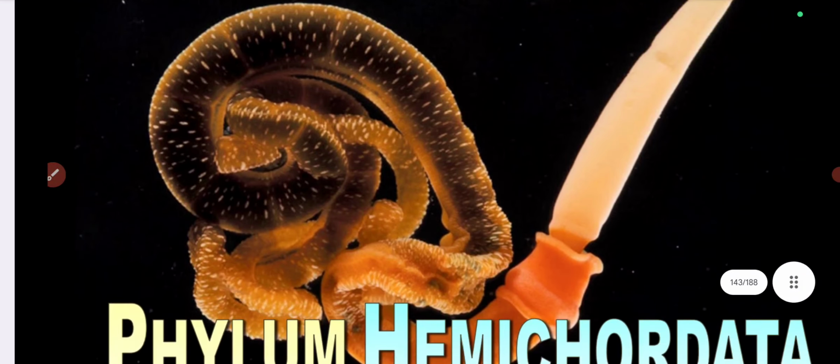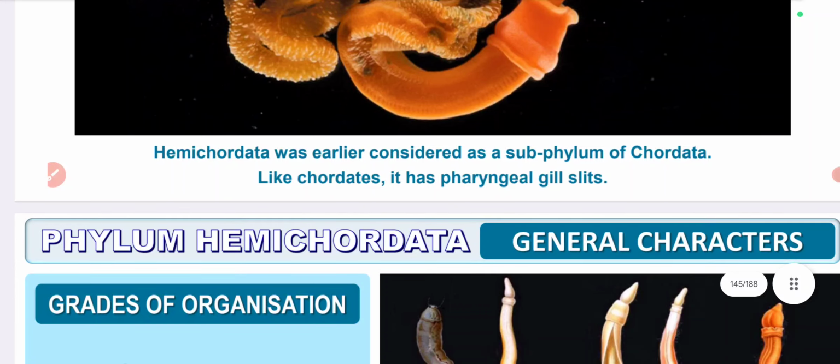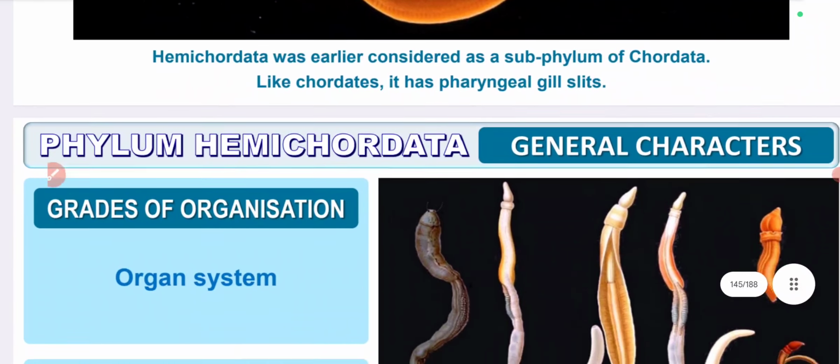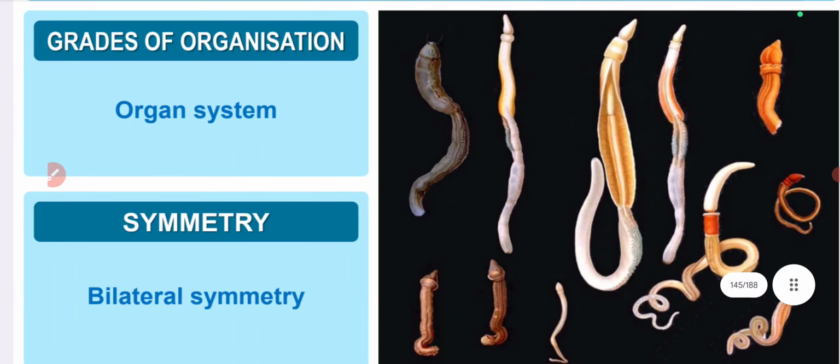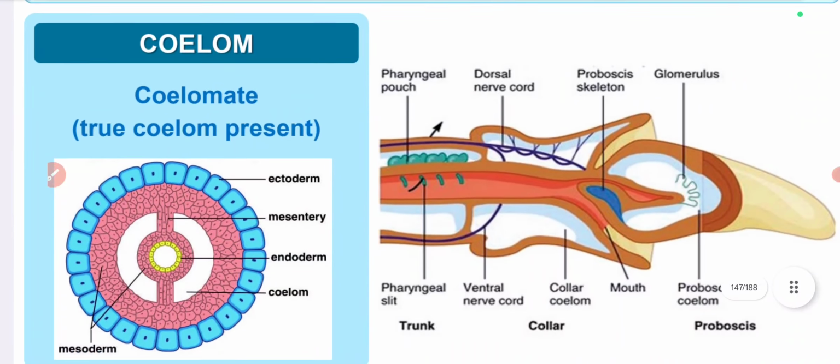Now come to the next phylum, phylum Hemichordata. Hemichordata was earlier considered a subphylum of Chordata. Like chordates, it has pharyngeal gill slits. Grade of organization: organ system. Symmetry bilateral, three germ layers are present, coelomate animals.